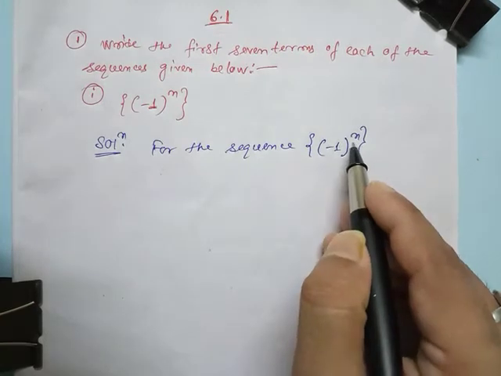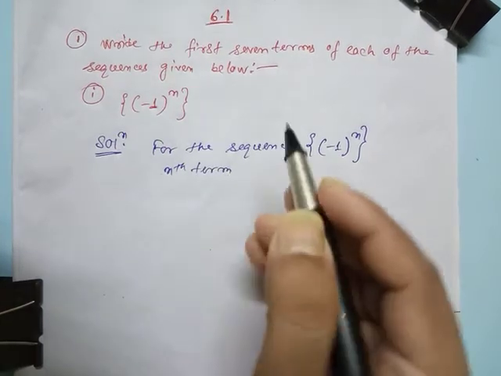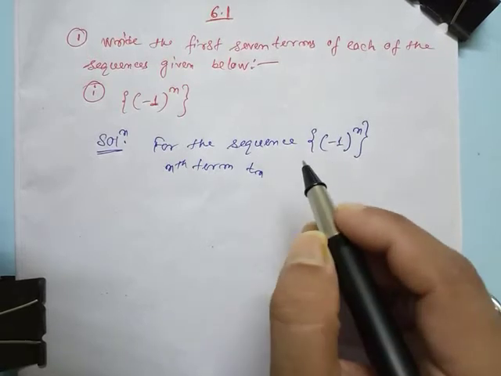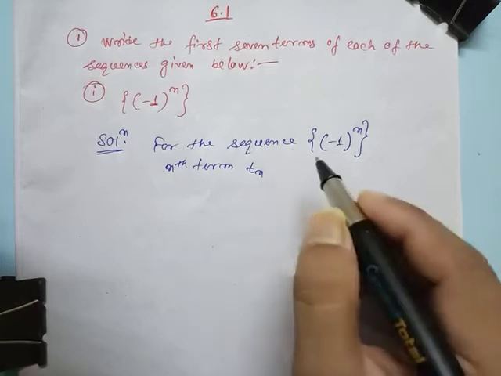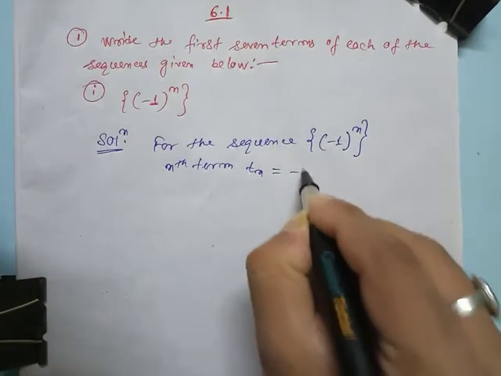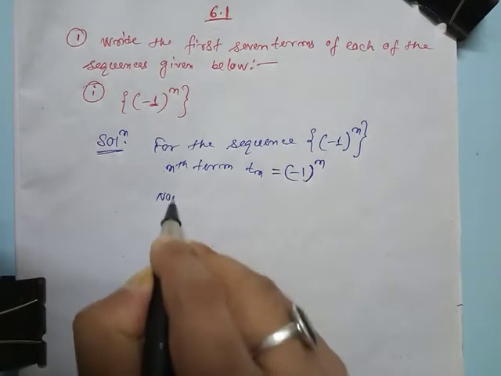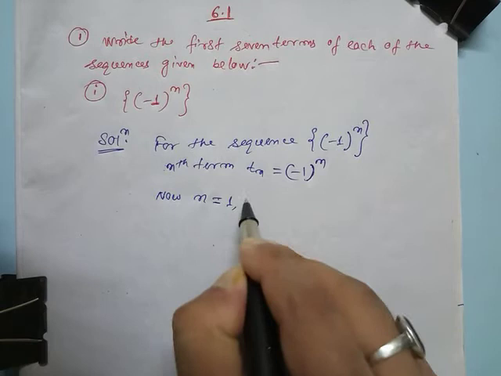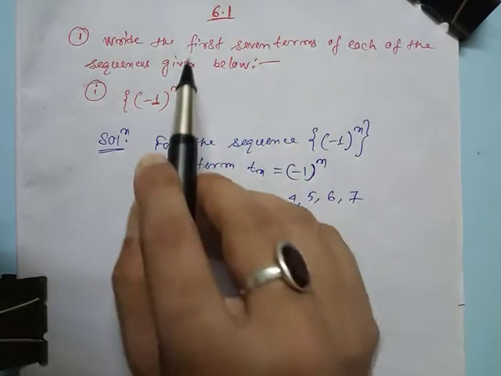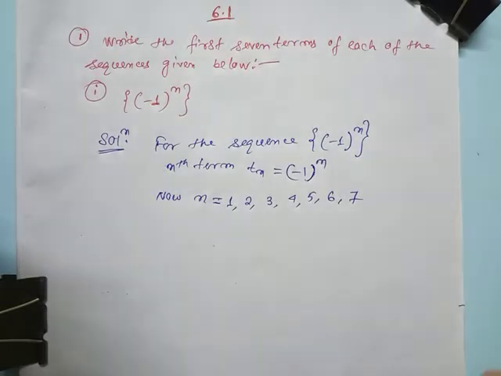Look students, what is the value given here? n, which means the nth term, tn. I already showed you the symbols can be written as un or capital Tn or small tn. Here I have taken small tn equal to (-1)^n. This is the nth term. Now n equals 1, 2, 3, 4, 5, 6, 7. Why? Because in the question it is given the first 7 terms. That's why I have written 1 to 7 only.